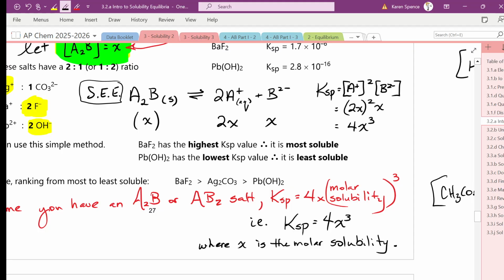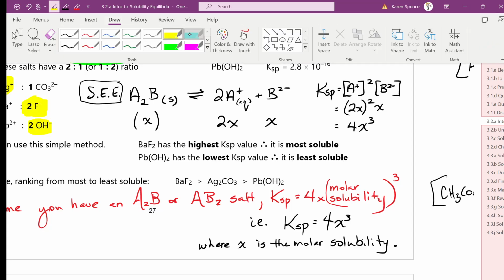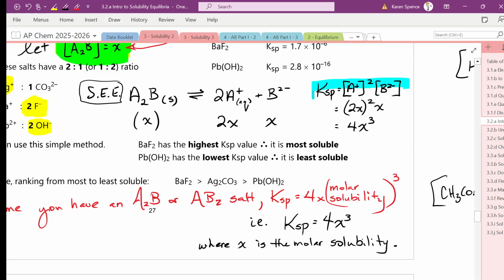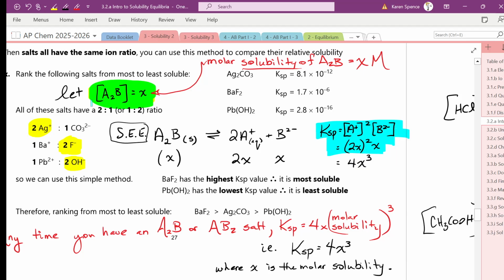If you were doing a written response, would you want to skip the steps in blue? No. Okay? In written response, you need to have that part there. And you also need to have this part here. Yes? So you would say, let the molar solubility of A2B equal X.